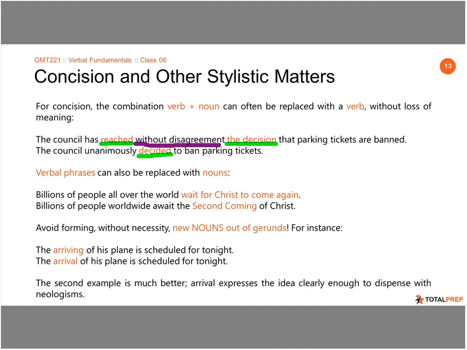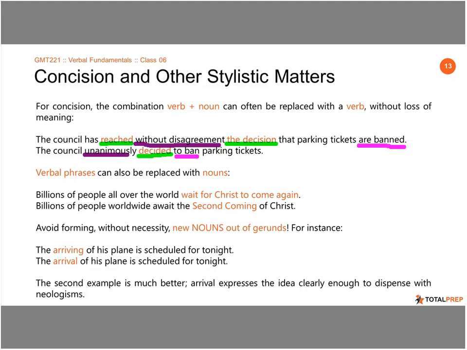There are other examples here. Without disagreement: unanimously. That parking tickets are banned: and just use the verb, to ban. And there you are. It's the same sentence without loss of meaning, much more concise.